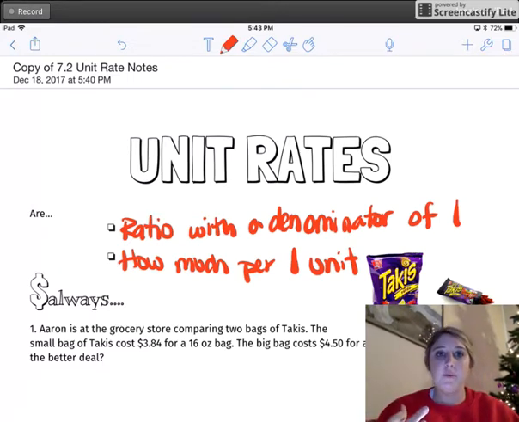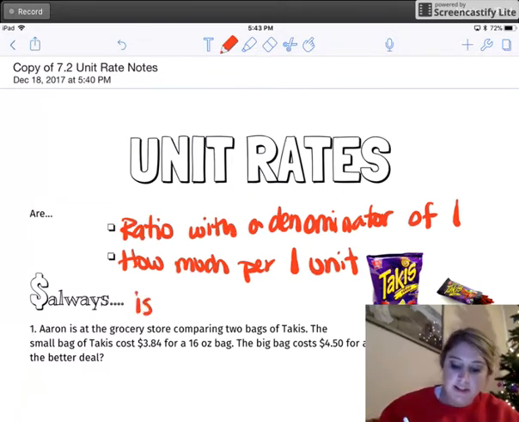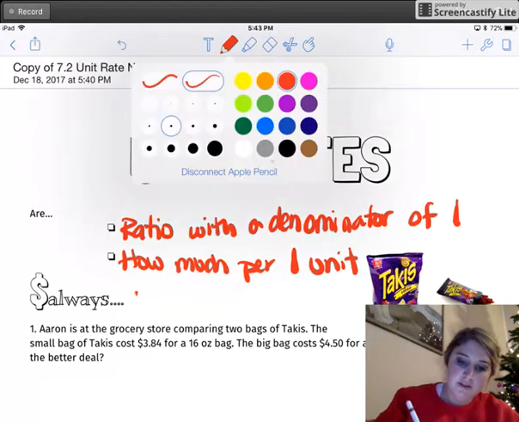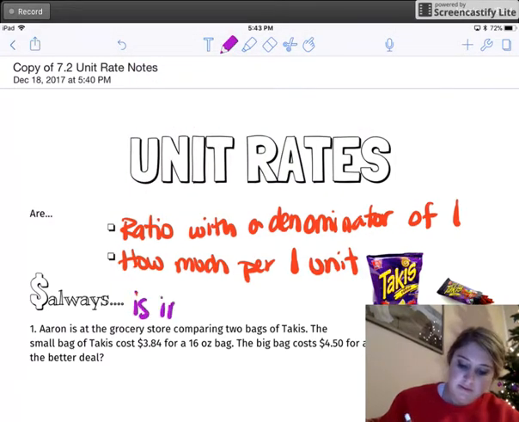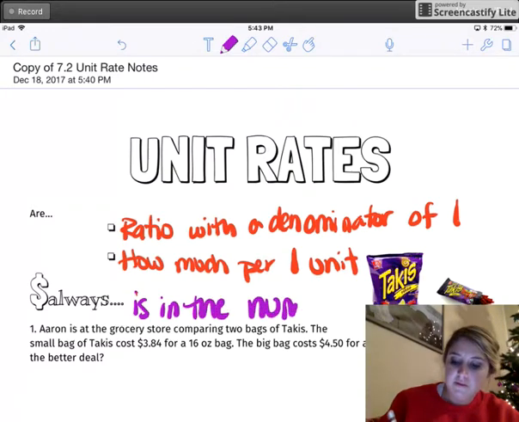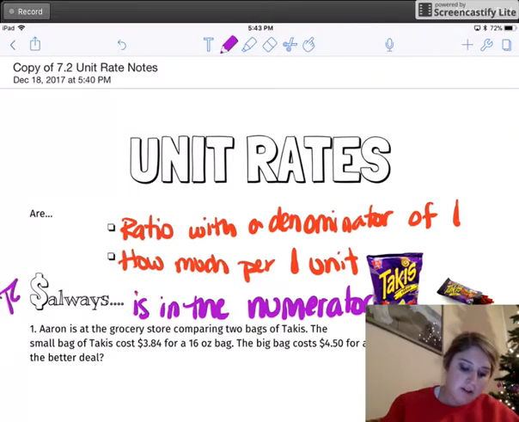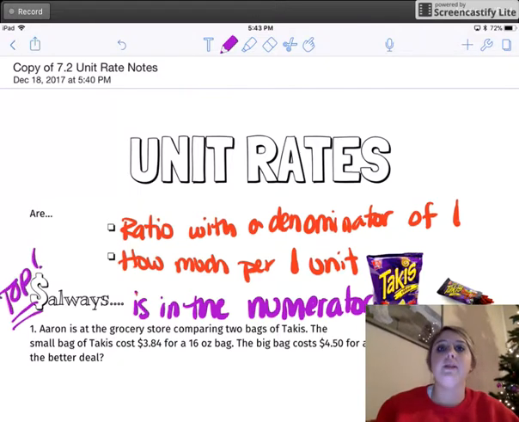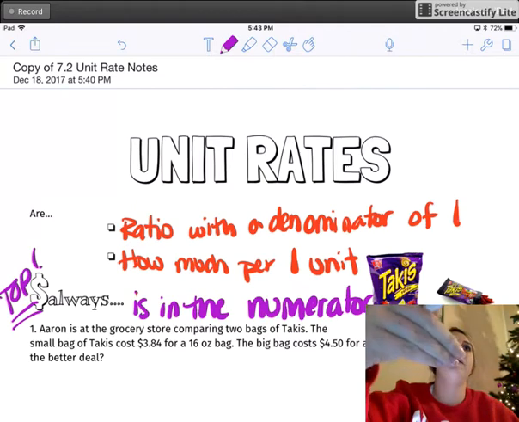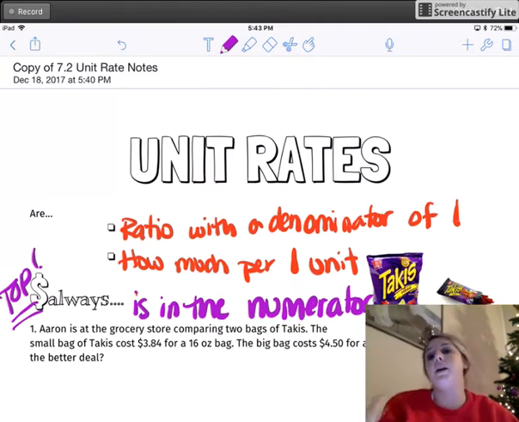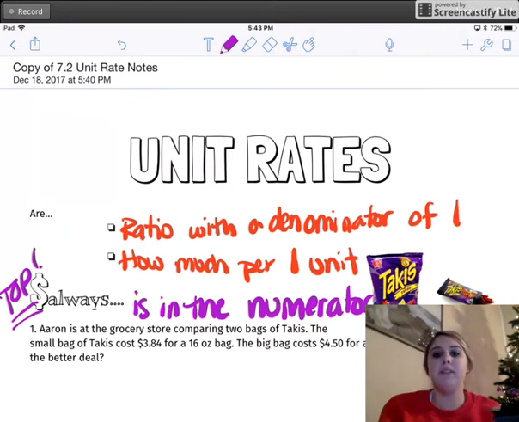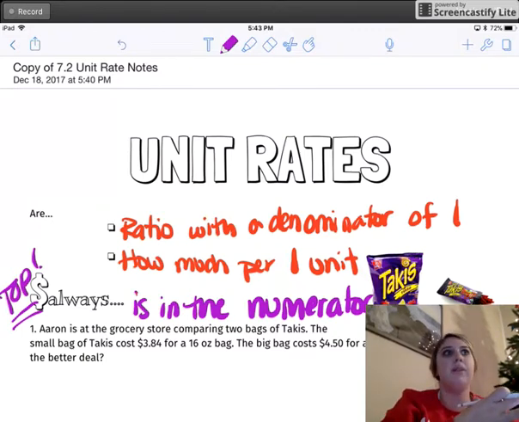When we're doing things with unit rates, you need to remember that money always is in the numerator. And that is super important to remember. So money always goes on top. Always, always, always. We're always talking about how much money you have to spend per ounce, or how much money you are going to have to put out to get one thing of something.